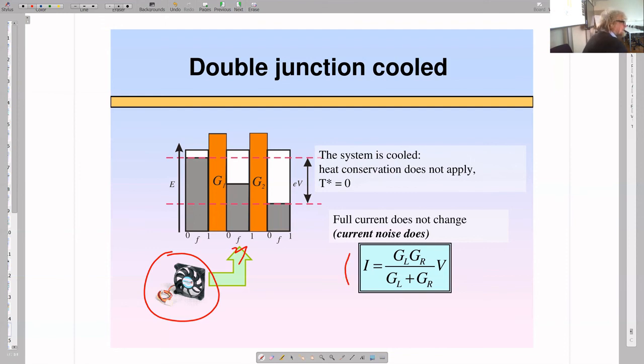Here we are. So for all these three examples, the current doesn't change. The filling factor is very different. One can see, for instance, this effect in current noise. Current noise is very different for these three setups. Very good.